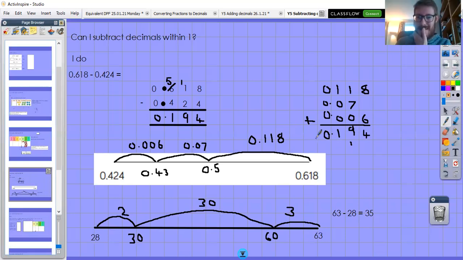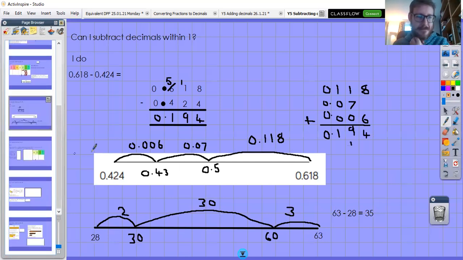Not necessarily easy in this question. It depends on the question whether you would want to use this method or use column method. It just depends entirely on the question.